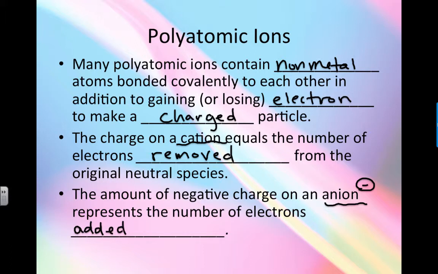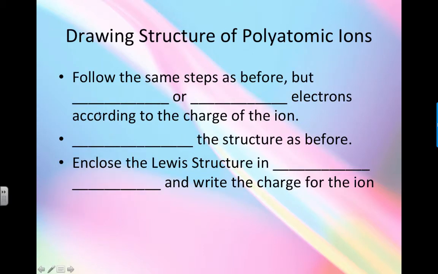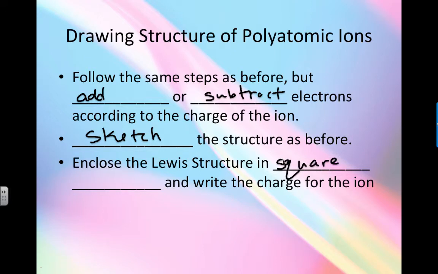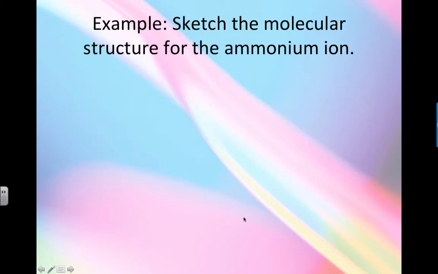So when we're doing the math to count up the total number of electrons, we'll have to consider what the charge is telling us to do. So we'll follow the same steps as before, only this time we'll add or subtract electrons according to the charge of the ion. Then we'll sketch the structure like we did in the basic molecular structure sketching, and enclose the Lewis structure in square brackets so that we can show that the charge of the ion belongs to the entire group of atoms. Let's try this out.